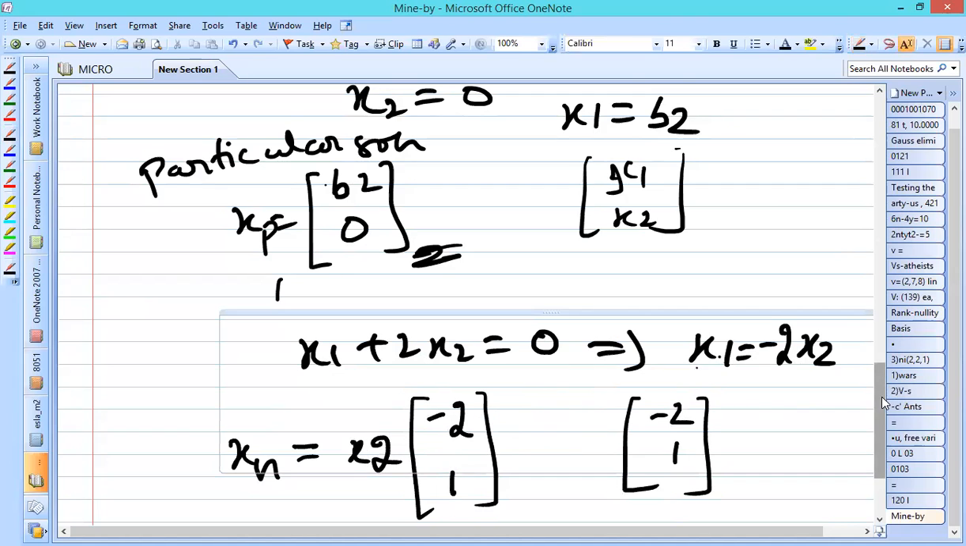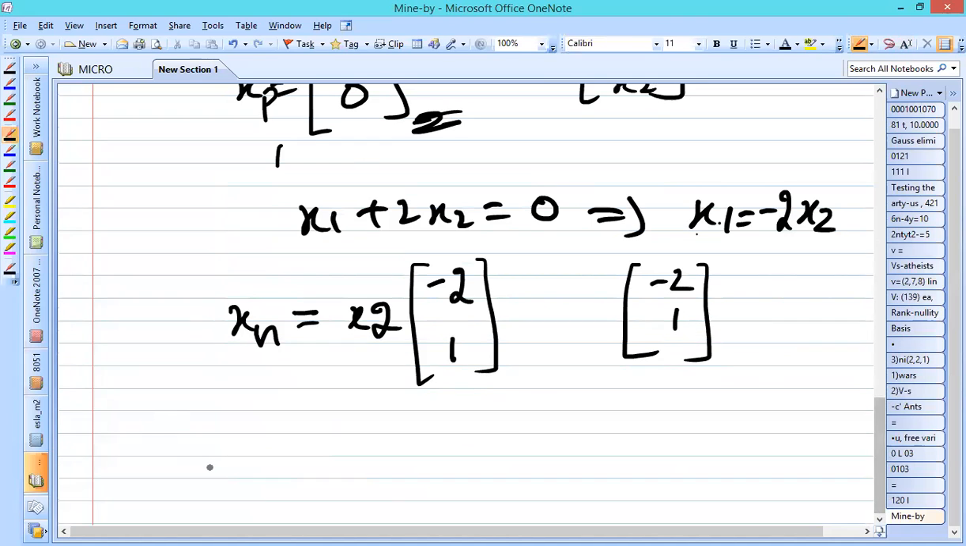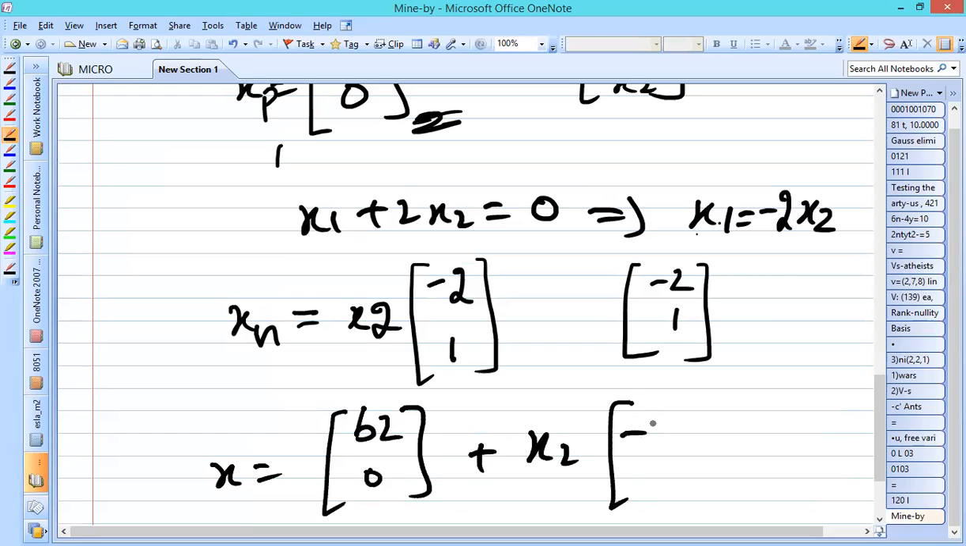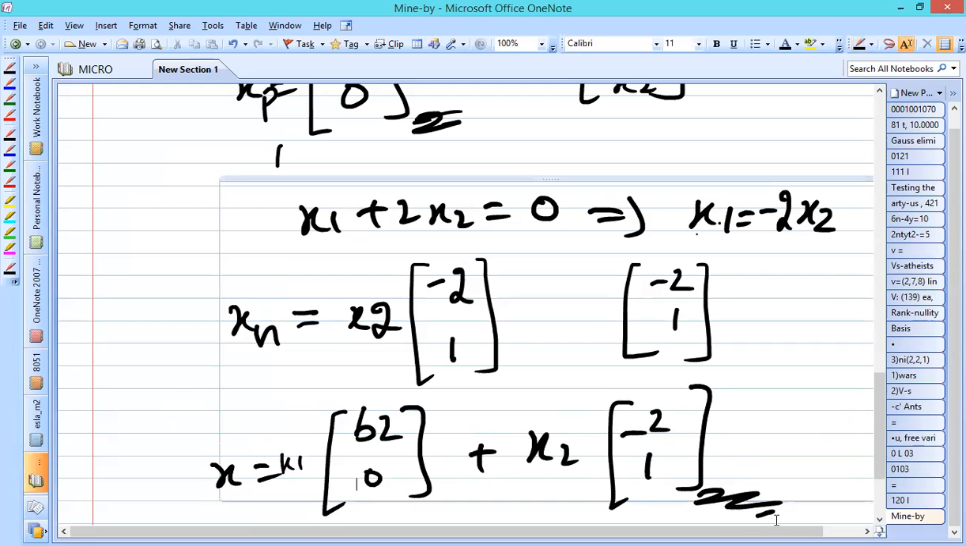So here you can write the complete solution x as x_p, which is b2 0, plus x2 times minus 2 1. Now simply if you represent this, that can be enough. You can mention this as x1 also, no issue with that. So this is the next problem. Let's take down the next problem.